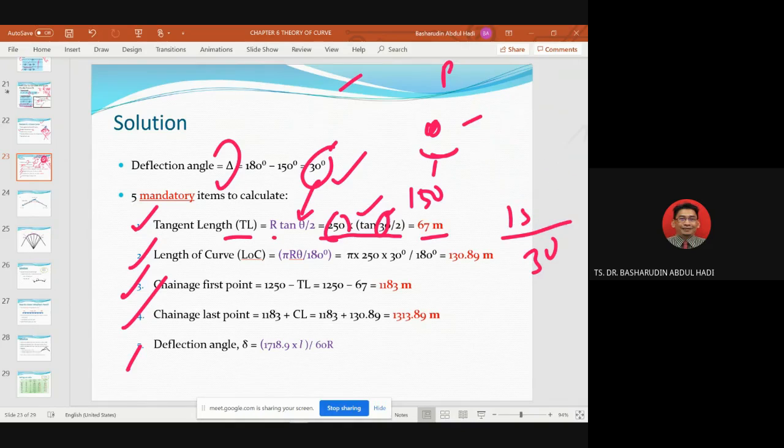I wrap first. Wait a minute. You know about 30 degree, okay.